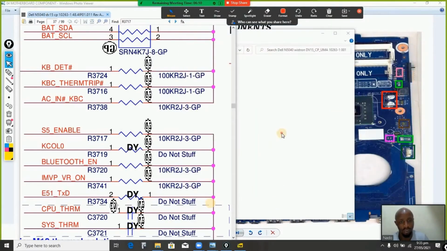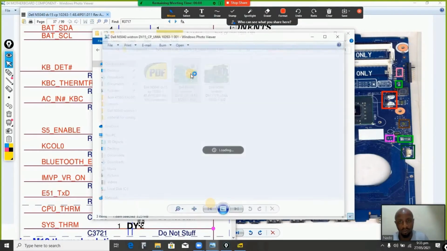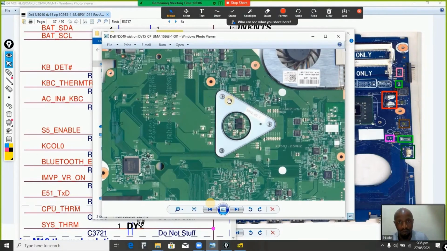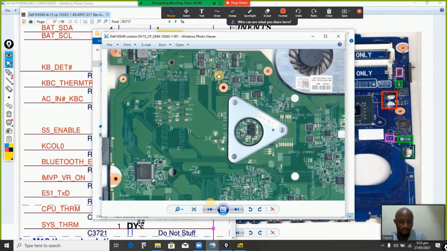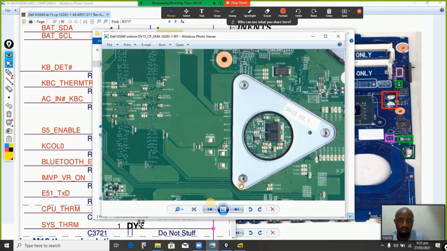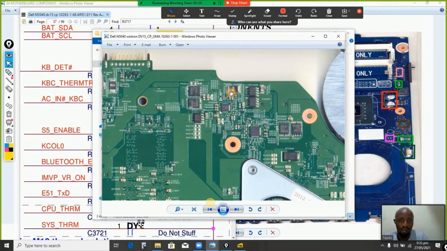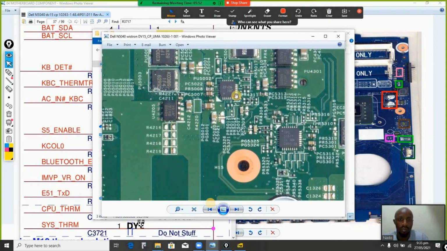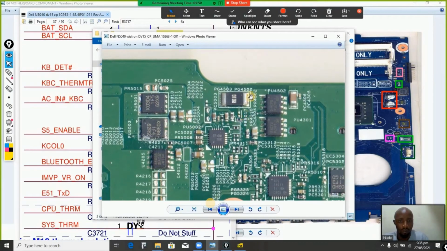Okay, you can close the machine. Let me open another one here. Look at here. This is another resistor, a big one. And if you notice, the location is PR4502. So let me sketch it out.